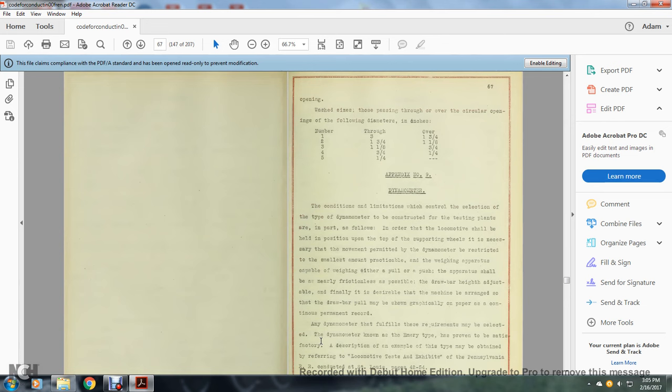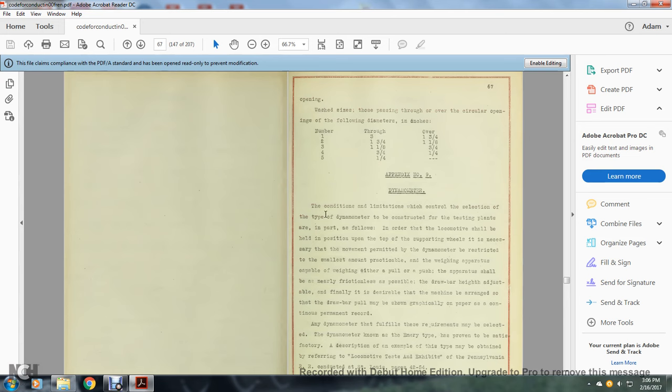Stoker sizes are passing through and over circular openings of the following diameters in inches. Number 1 is through 3 over 1 1/3 inch. Number 2 is 1 3/4 inch over 1 1/8 inch. Number 3 is through 1 1/8 inch, 3/4 of an inch. Sorry, this table is screwed up. Number 5 is 1/4 inch and over nothing. Number 4 is 3/4 of an inch, through and over.